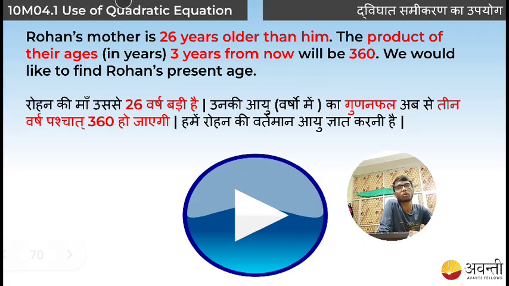Now here, look at here. Rohan's mother is 26 years older than him. It means the age of Rohan is less than his mother's. Okay. The product of their ages in years 3 years from now will be 360. The product of Rohan's age and mother's age will be 360.